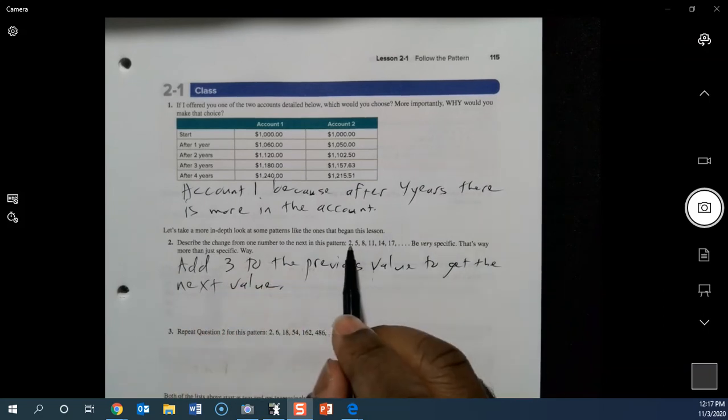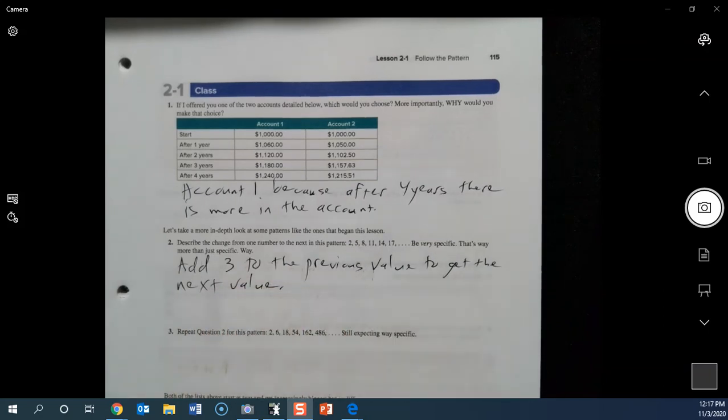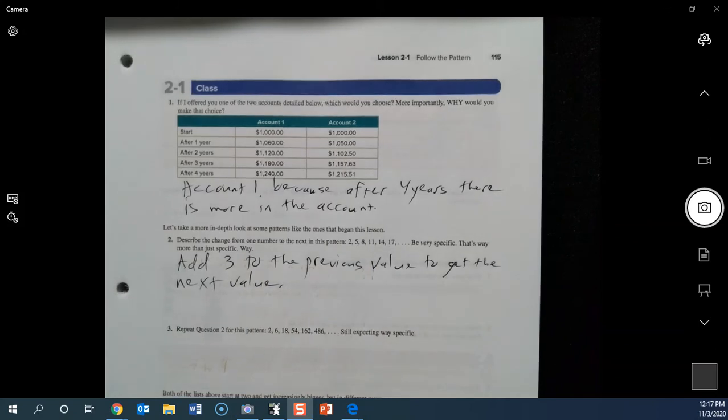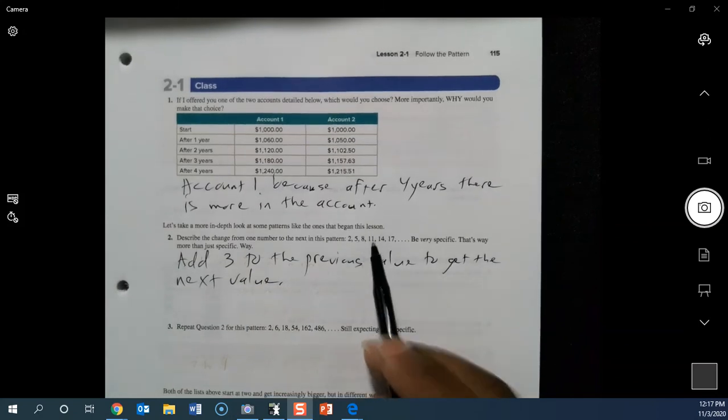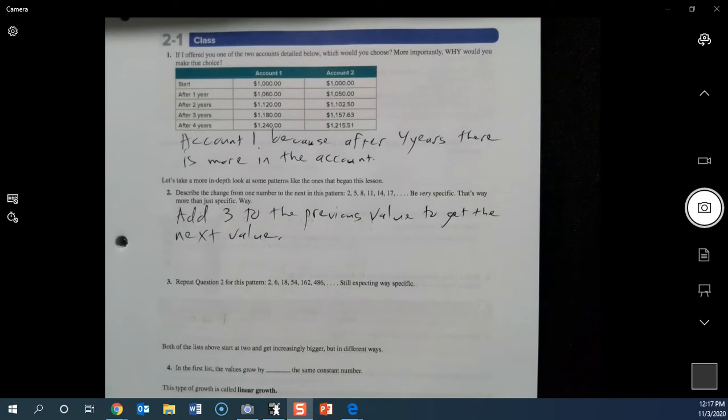So we'll add 3 to 2, and that will give us the 5. We'll add 3 to 5, that will give us the 8. 3 to 8 give us the 11, and so on. Number 3, it says repeat question 2 for the pattern 2, 6, 18, 54, 162, 486.